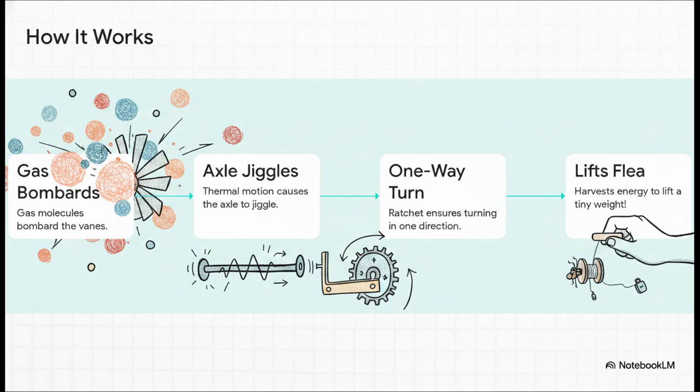Step 1. The gas molecules inside the box are just bouncing around randomly because of their heat, continuously bombarding those vanes. Step 2. All that microscopic ping-pong causes the axle to jiggle back and forth. Step 3. The ratchet and pawl kick in, only allowing the wheel to turn in one single direction. When it jiggles one way, the pawl catches. When it jiggles the other way, it slips right over the angled tooth. And step 4. The wheel slowly turns. You could theoretically wind up a string and, as Feynman himself joked, lift a flea. I mean, it really seems like we've just harvested free energy straight from the random heat of a room.